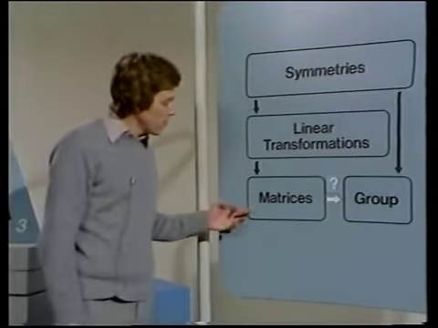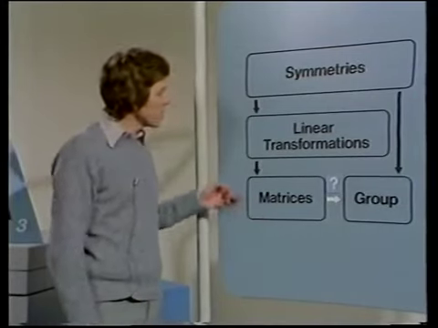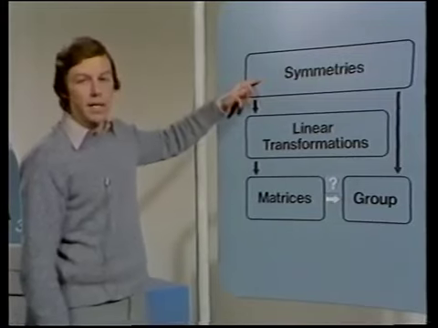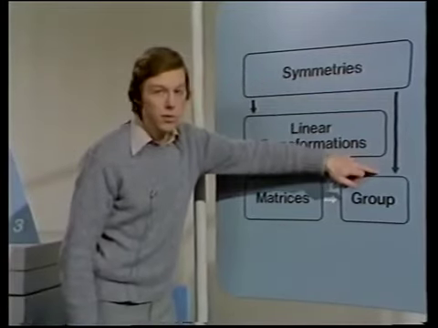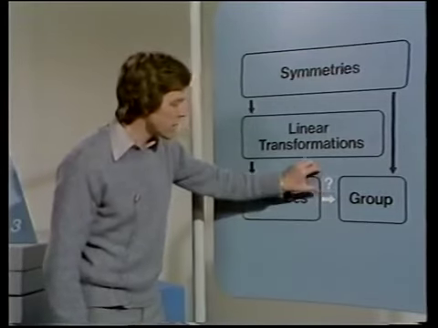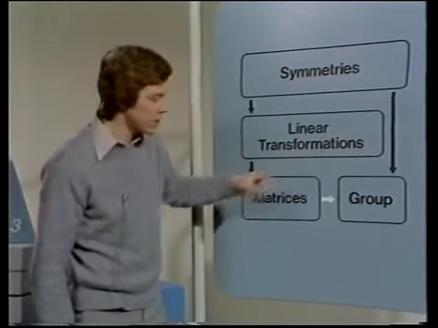We can multiply matrices in a way which corresponds to the way that we combine symmetries. And we know that symmetries form a group. So now we know that our set of matrices will form a group, and I can take off the question mark.